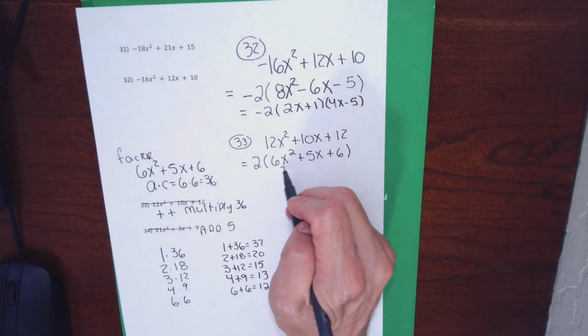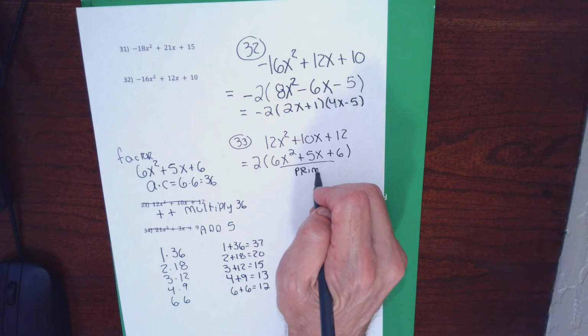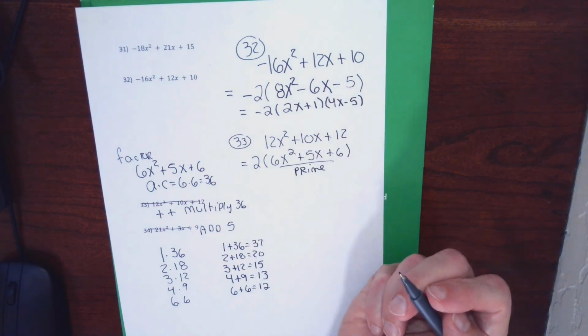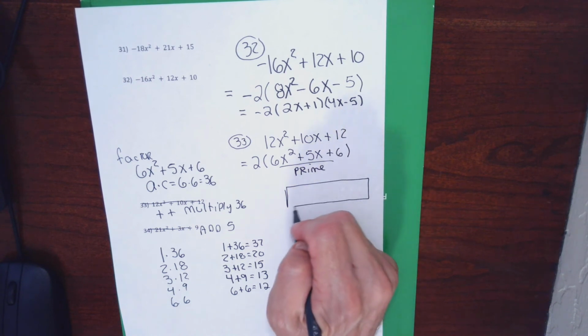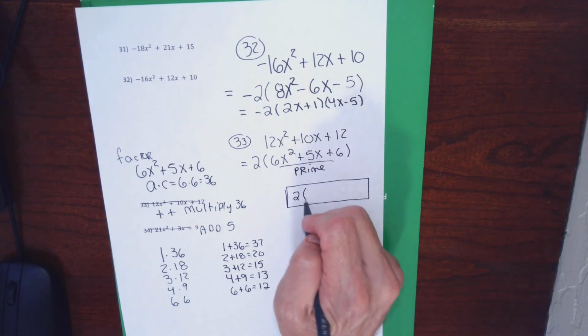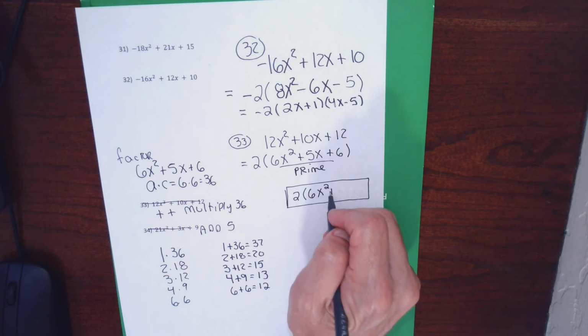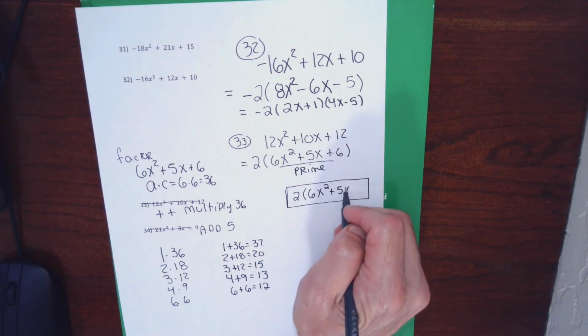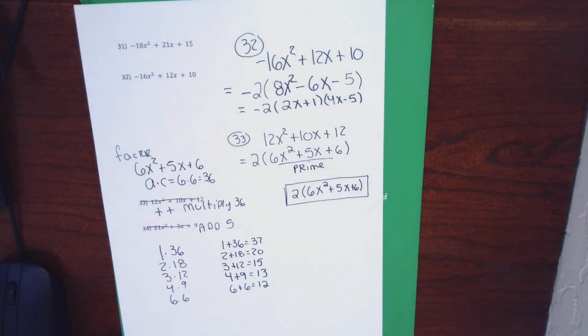That makes this part of the answer in problem 33 prime. But it would be wrong to say the whole problem was prime because I was able to one-step factor. Anytime you're able to one-step factor, you can't write prime for an answer, even if what's left doesn't two-parentheses factor. So for problem 33, that would be as good of an answer as I can write.